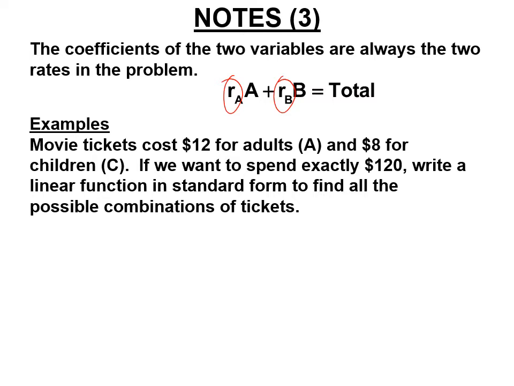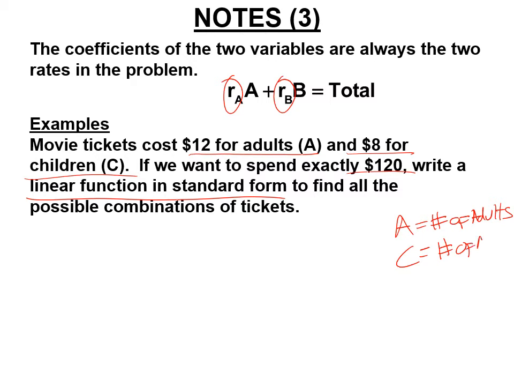So let's see that. Movie tickets cost $12 for adults, so now we have the price of the tickets, and $8 for children. If we want to spend exactly $120, write a linear function in standard form to find all the possible combinations of tickets. So A stands for adult tickets, the number of adult tickets. Let's just define our variables. And C equals the number of children's tickets. Of children, not adults.